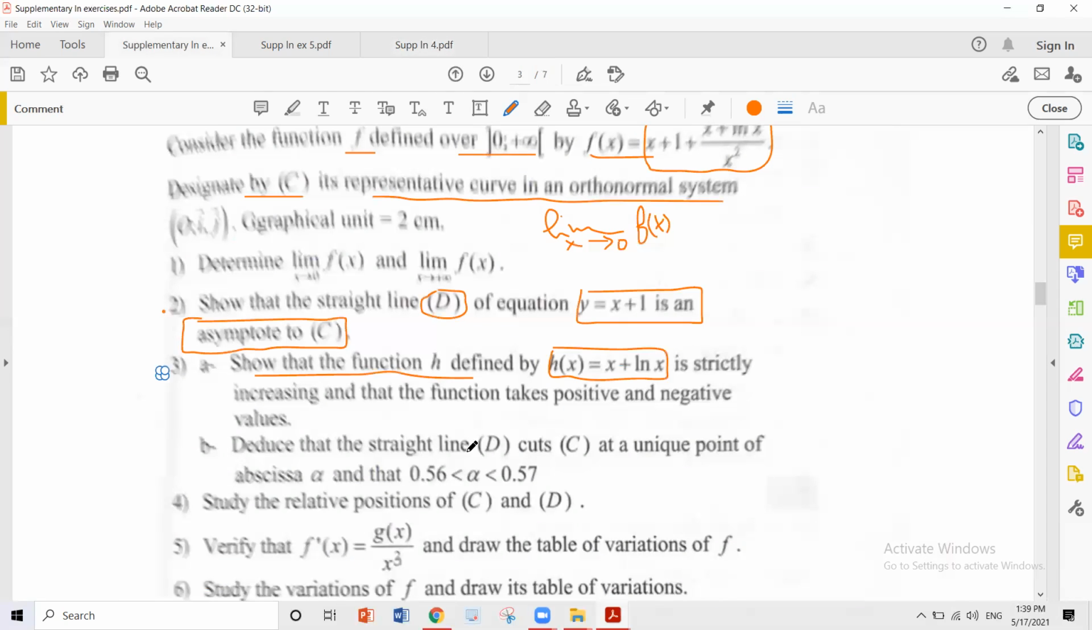Deduce that the straight line D cuts C at a unique point of abscissa alpha, and alpha is between 0.56 and 0.57. How to find the intersection between D and C?